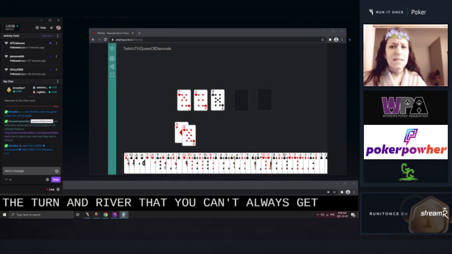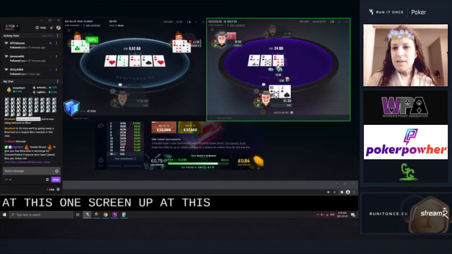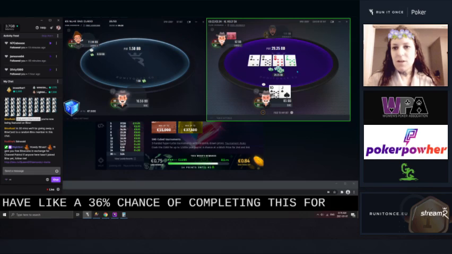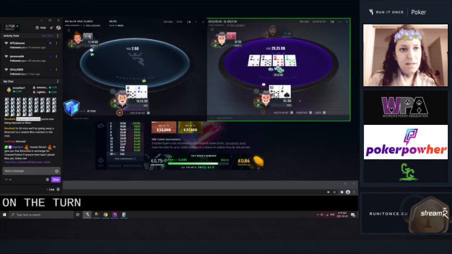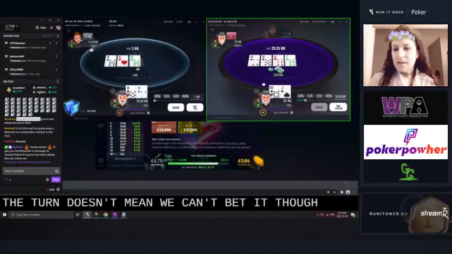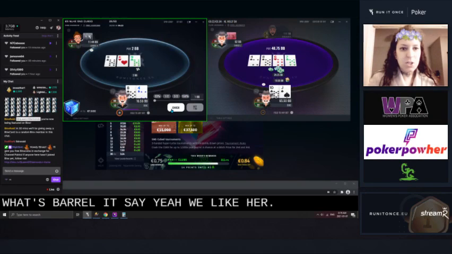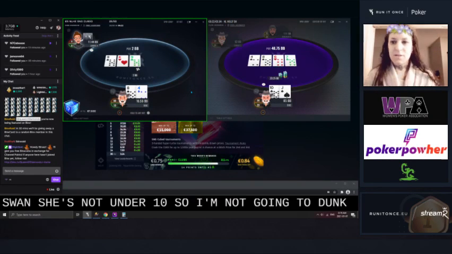You can't always guarantee that you're going to see the turn, and we're going to bet this flush draw. See, I have like a 36% chance of completing this flush if we see the turn and the river. Ooh, it didn't complete on the turn. Doesn't mean we can't bet it though. Let's barrel it and say, yay, we like our draw. She's not under 10, so I'm not going to donk out and try and scare her off.